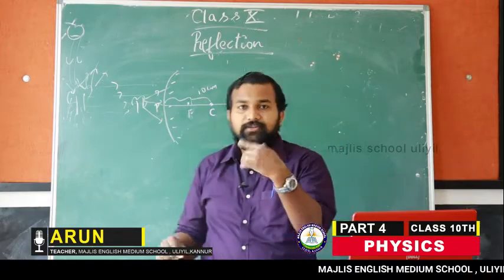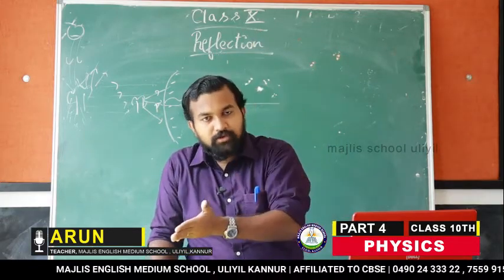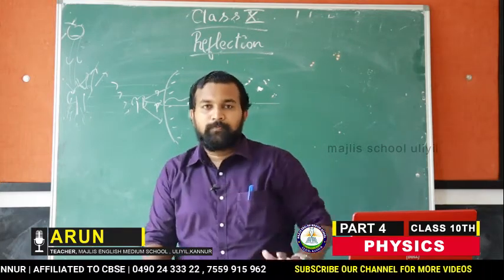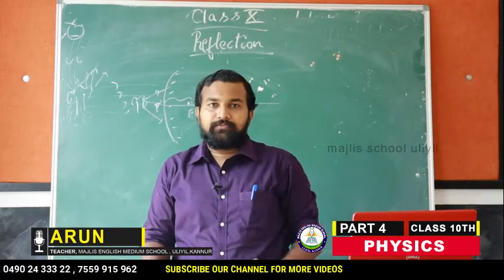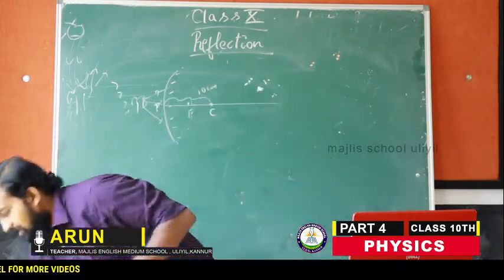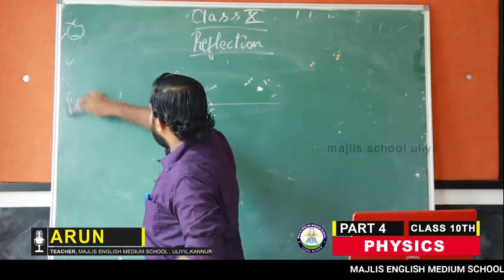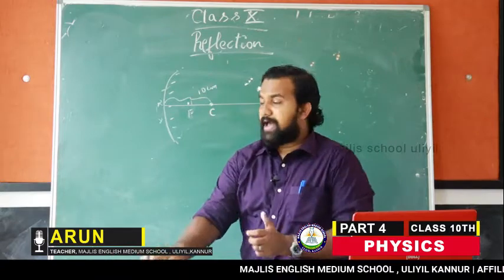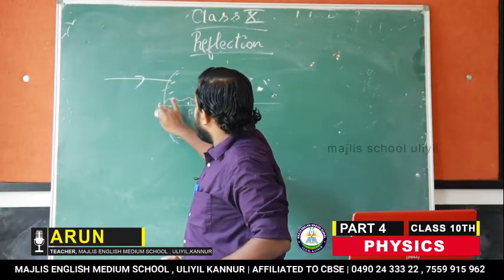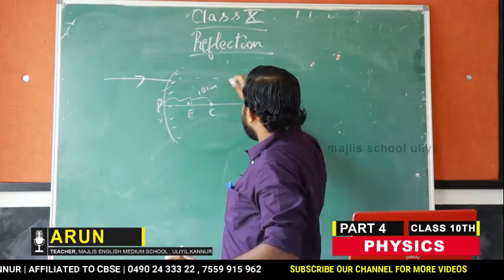So that's why in the concave mirror we have discussed the light ray coming through the focus, the light ray coming through the center of curvature, the light ray coming through the pole, and also the parallel ray. We have discussed all 4 types of rays. So here also we have to discuss the same thing. So whenever the rays are coming parallel to the principal axis, it is parallel to the principal axis.